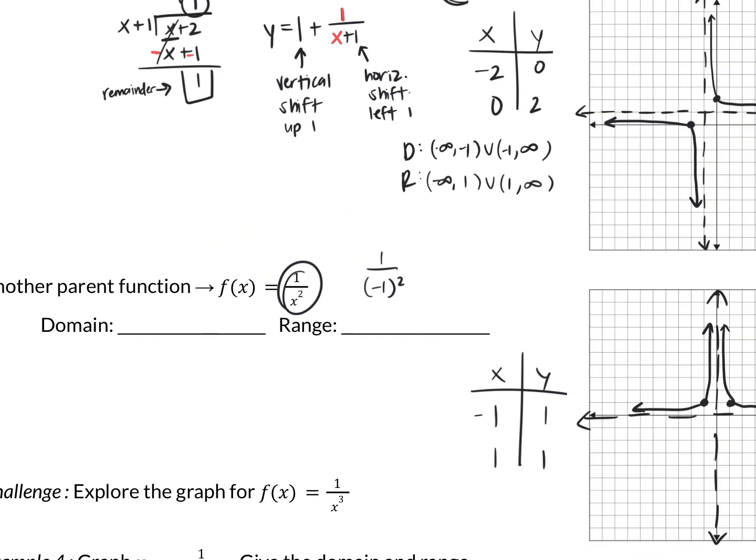From left to right, my x's go from -infinity all the way to 0, and then from 0 all the way to infinity. It just cannot be 0, because if I plug in 0 for x, you get 1 over 0, and that is undefined. What is the lowest value my range can be for my y's? 0, and it goes all the way up to infinity.